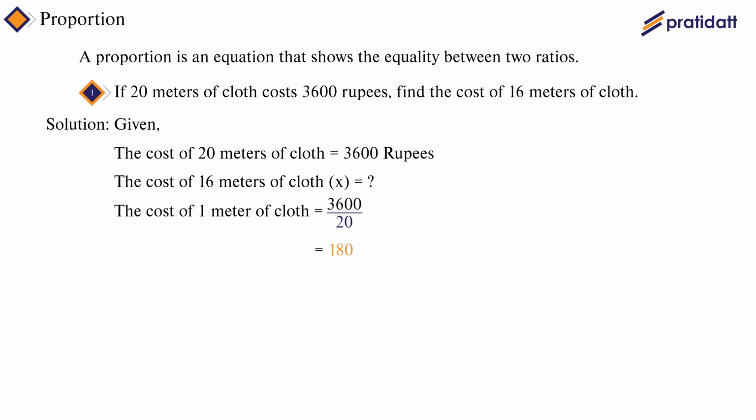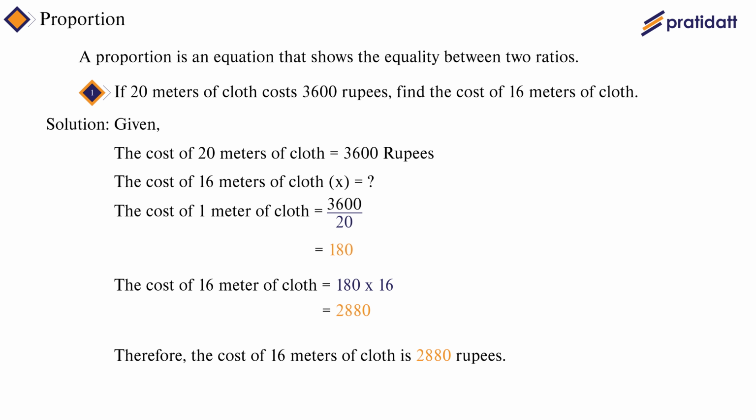Now we know the cost of 1 meter of cloth. Therefore, to find the cost of 16 meters of cloth, multiply 16 by 180. That is, 16 multiplied by 180 will give us 2,880. Therefore, the cost of 16 meters of cloth is 2,880 rupees.